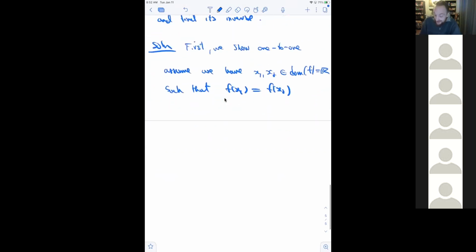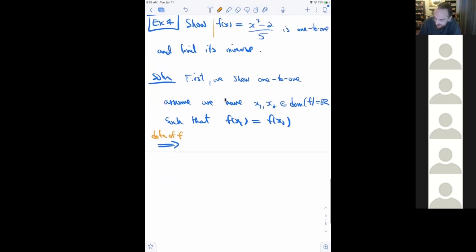Well, that immediately gets me something. And this is by the definition of f. We know what f is. It told us what f is. I know what f is, so put those values in there. This says that (x1 to the 7 minus 2) over 5 has to equal (x2 to the 7 minus 2) over 5.